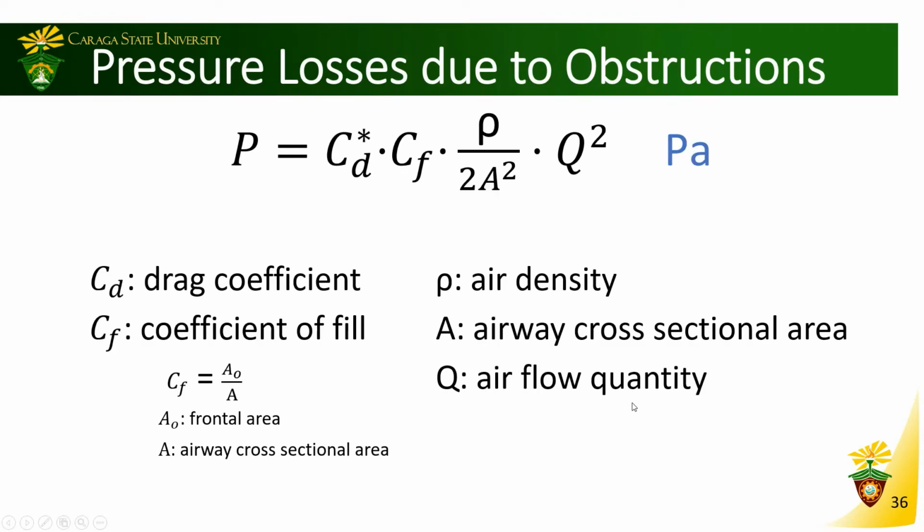So we have the following. C sub D is the drag coefficient, C sub F is the coefficient of fill, and C sub F is the ratio between the frontal area and the cross-sectional area of the airway. The frontal area is, of course, the area that is blocking the moving air. Rho is the air density, A is the airway cross-sectional area, and Q is the airflow quantity.